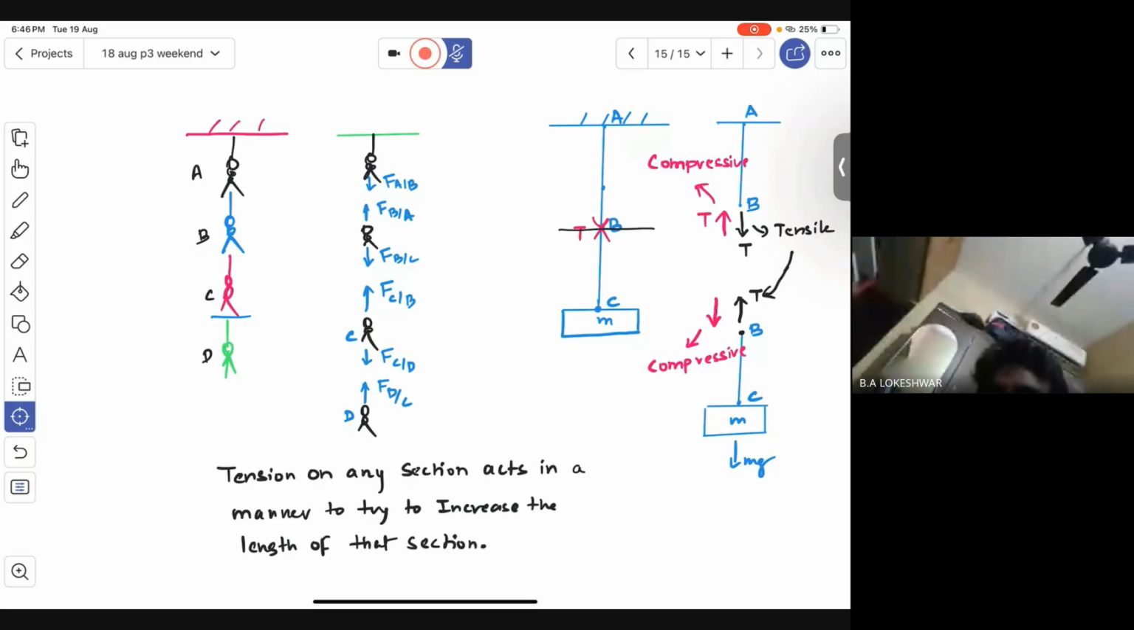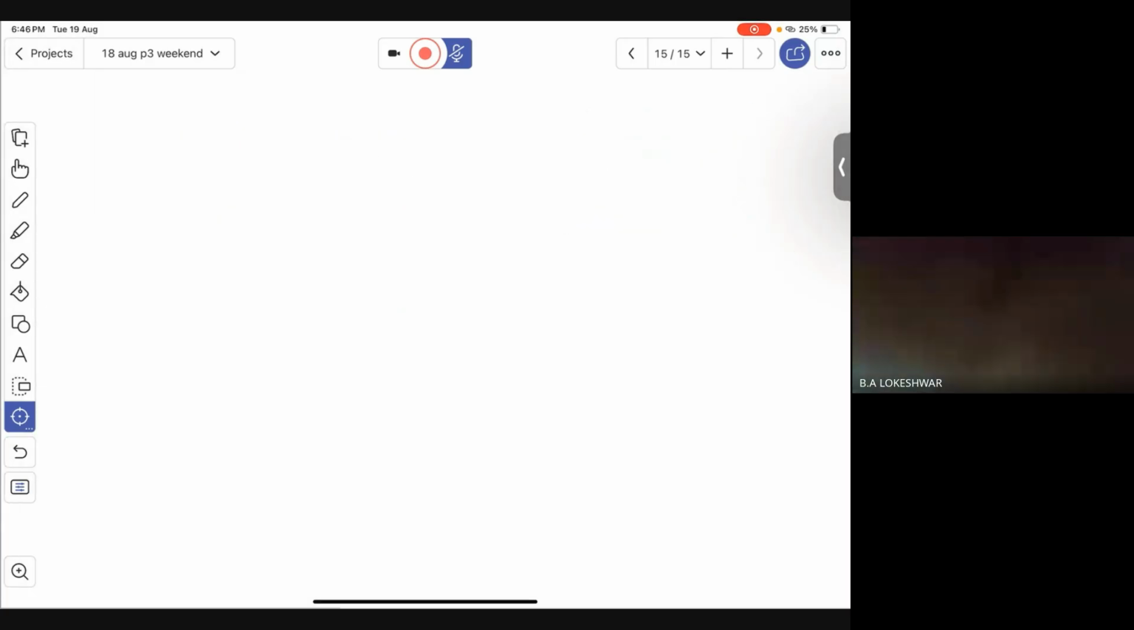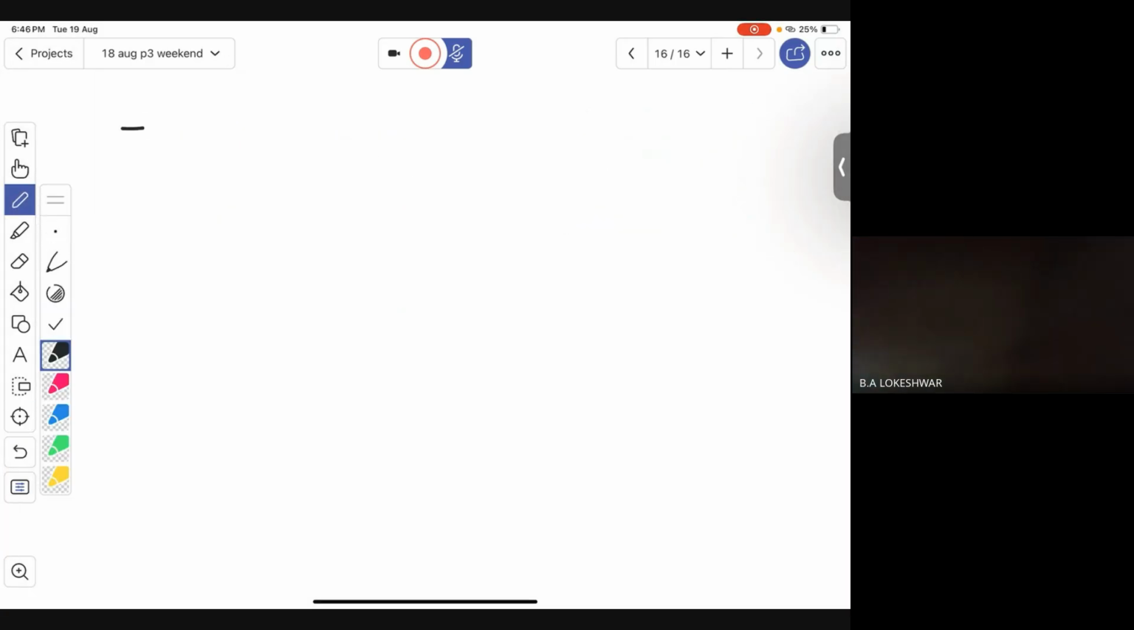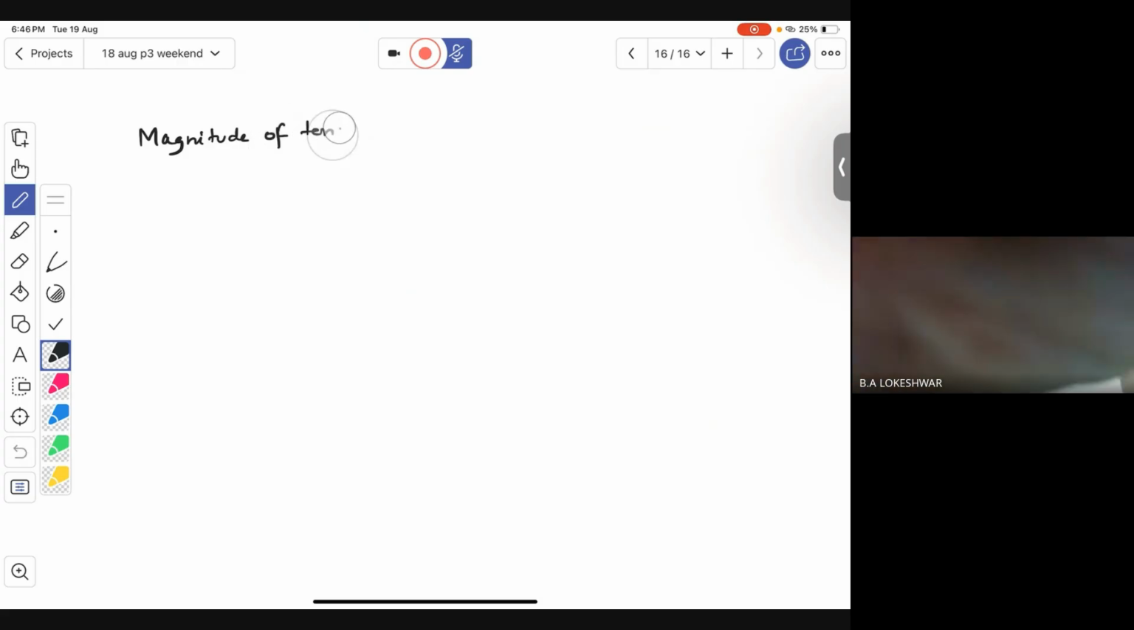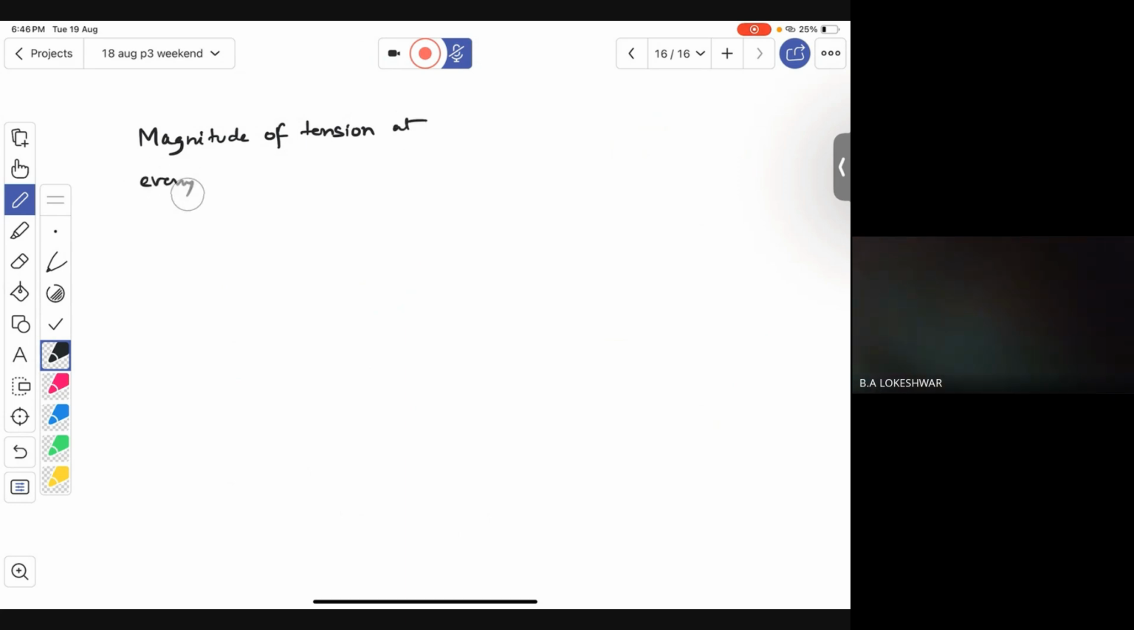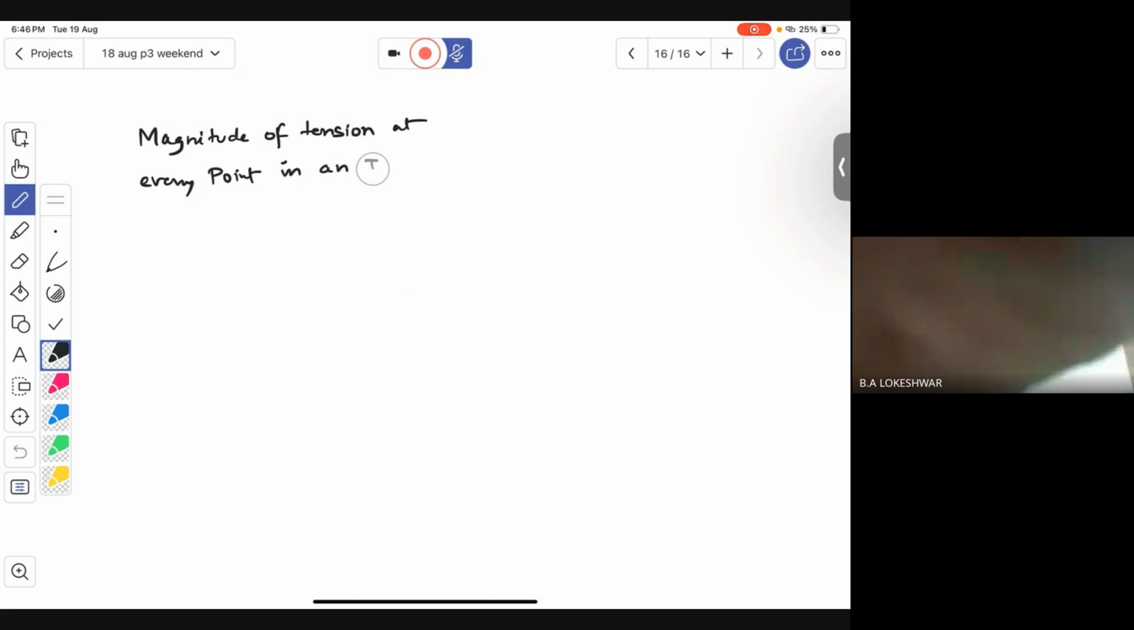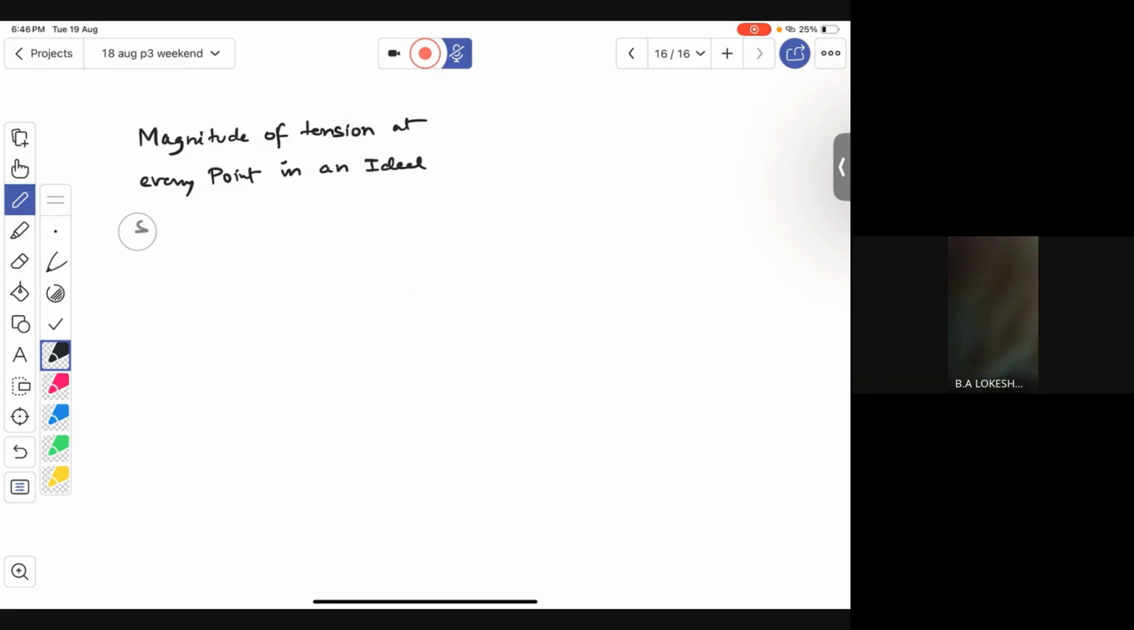Okay, I'll take a new page. I'll write one point. Magnitude of tension at every point in an ideal string is the same. So maybe I'll prove that thing through one way as well.